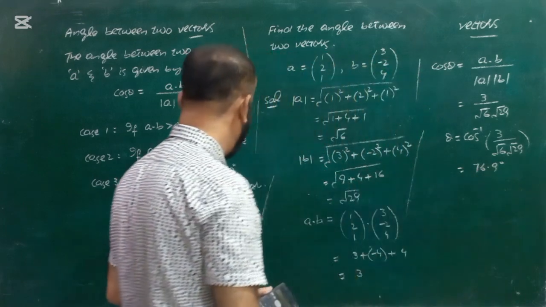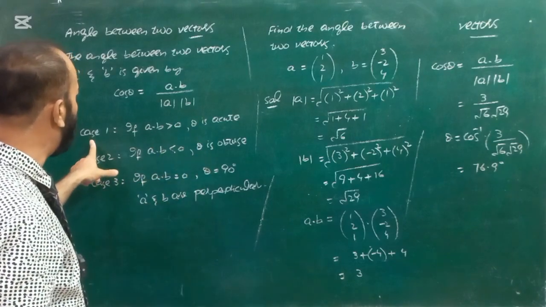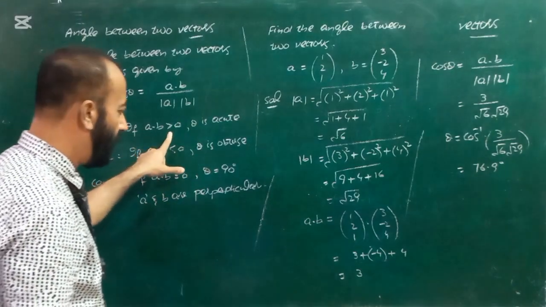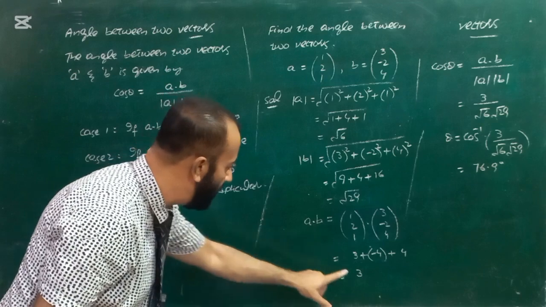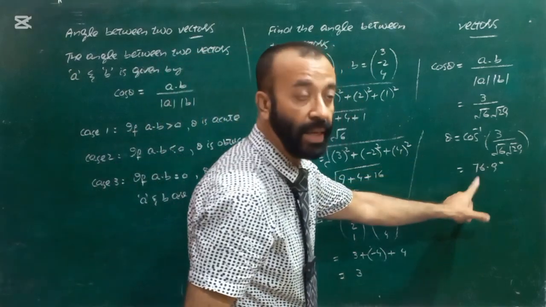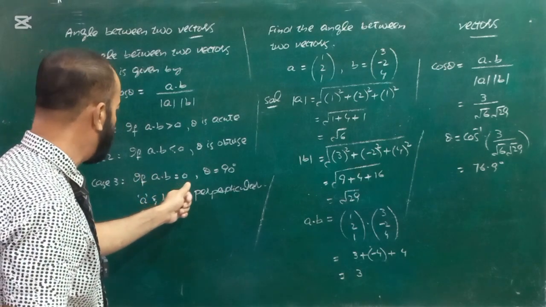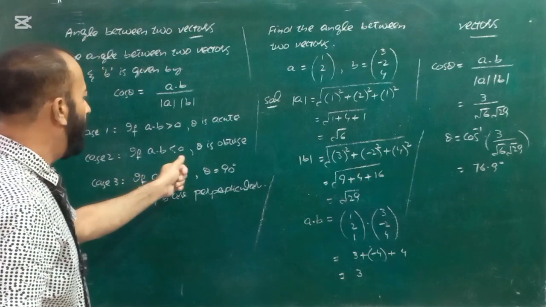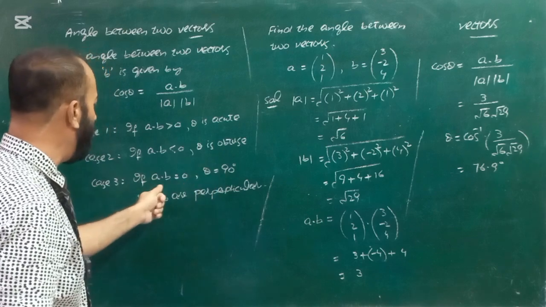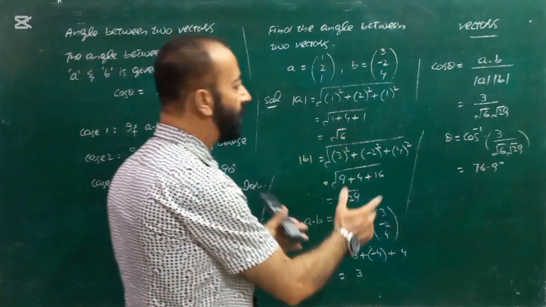So if you look at these concepts, case one was if A dot B is greater than 0. So look now, A dot B is greater than 0. That's why the angle is acute. If A dot B is lesser than 0, angle will be obtuse. And if A dot B is 0, angle will be 90 degree. So these are the concepts.